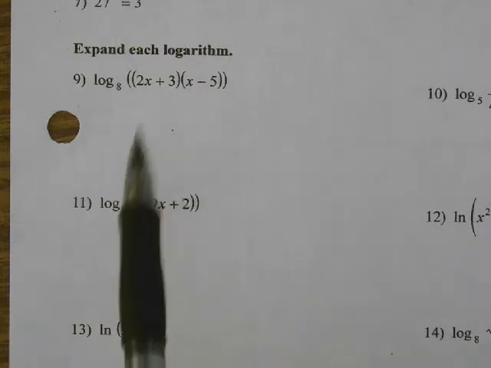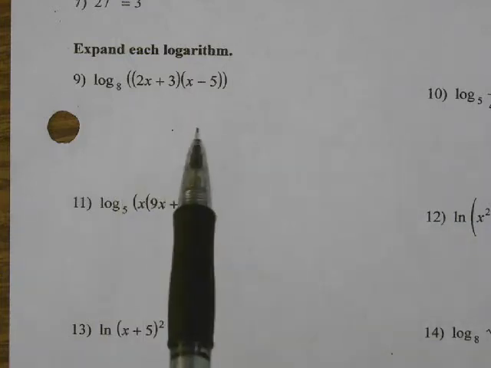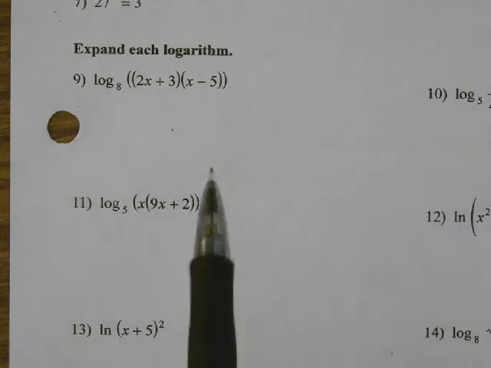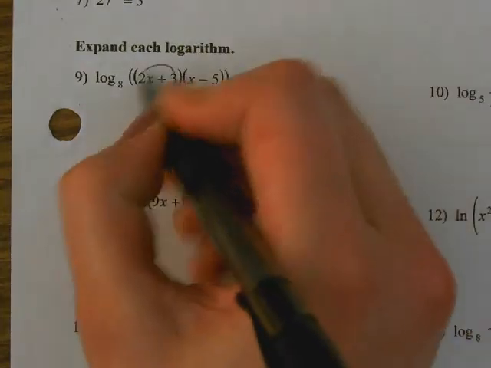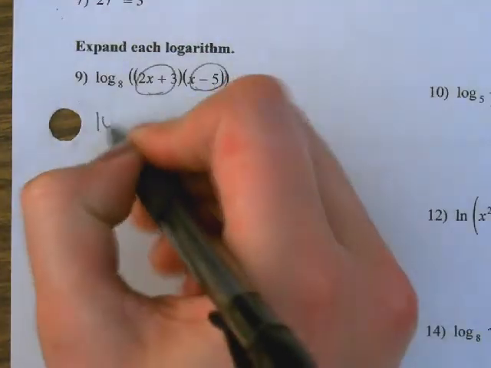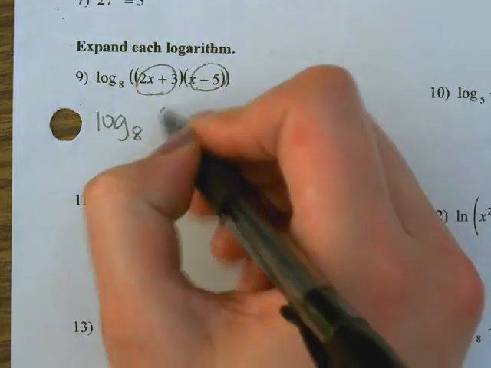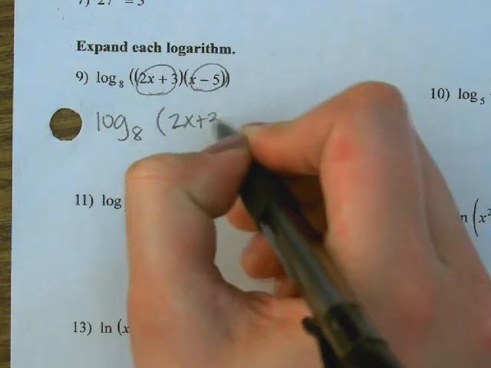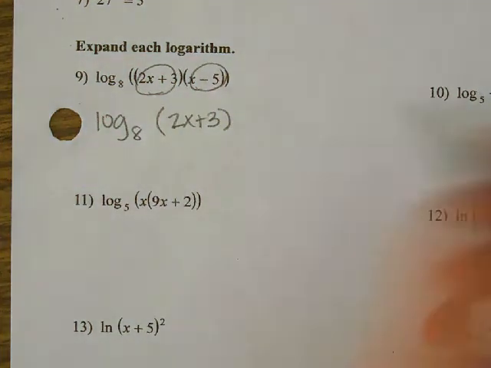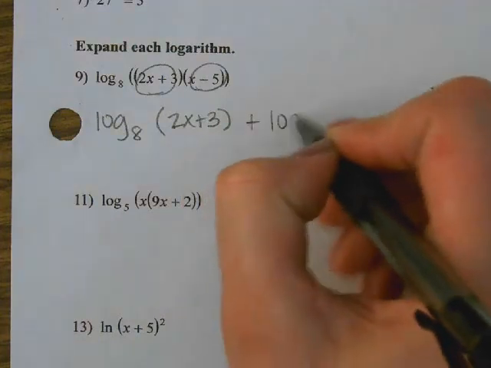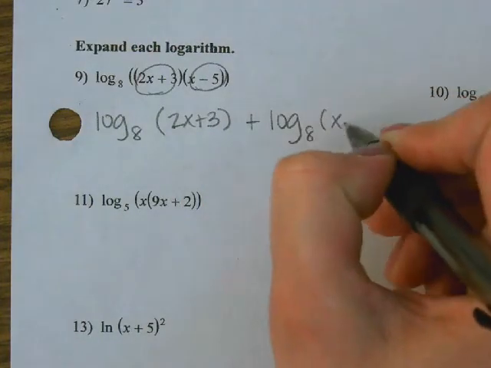So if you needed to expand this logarithm, how many times are you going to write the word log? 2, yeah, we've got 2 groups. We've got this group and this group. So we're going to say log base 8 of 2x plus 3, and then what are we going to put before the next one? Plus. Yep, it's multiplied. So plus log base 8 of x minus 5.